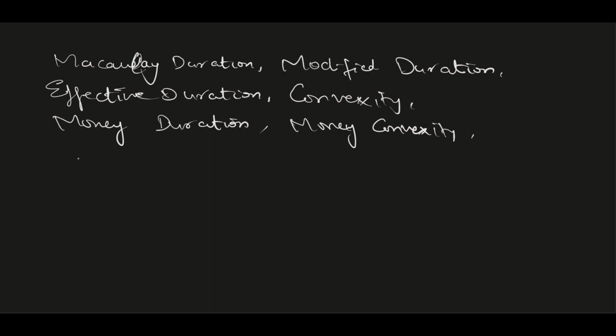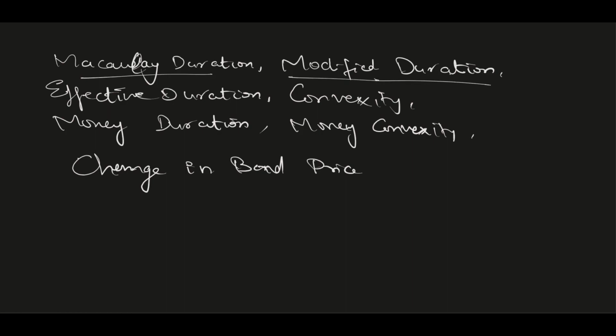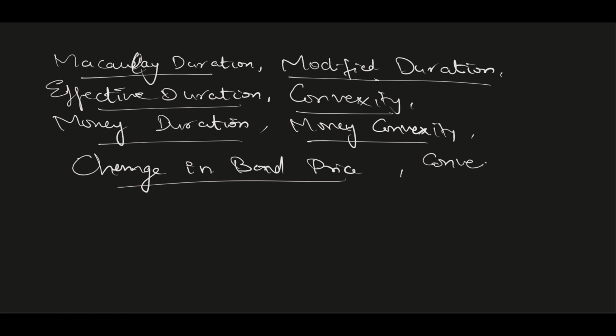Then change in bond price. Using the same example, I'm going to find out all these terms: Macaulay duration, modified duration, effective duration, convexity, money duration, money convexity, and change in bond price. So using the same sum, I will also cover convexity based on cash flows as well.